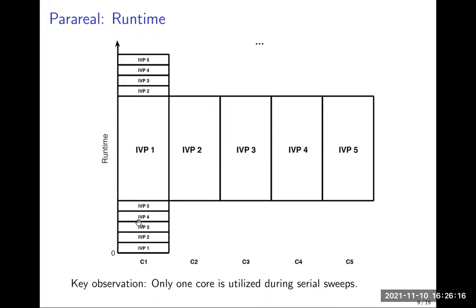And once you've obtained the initial conditions, you actually have 5 completely independent initial value problems, which you can solve in parallel. Although you need to solve 5 initial value problems, because they're done in parallel, you only count the runtime once. And this is much longer than these runtimes earlier because it's a fine solver, right? And then you switch to serial sweep again, and so on and so forth. So this is how the runtime looks for this method.